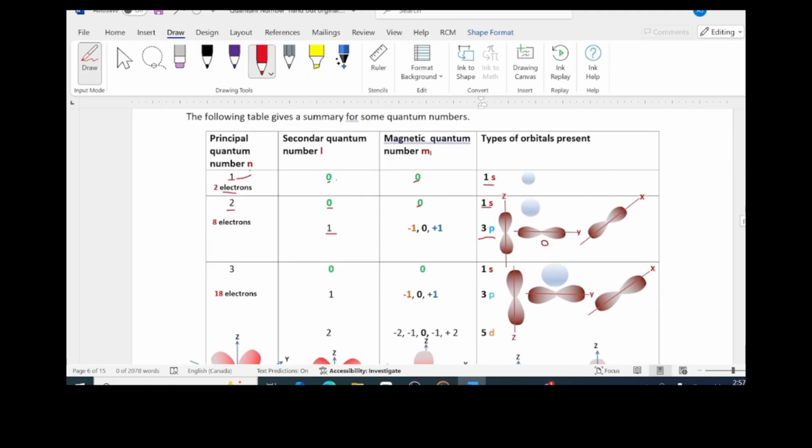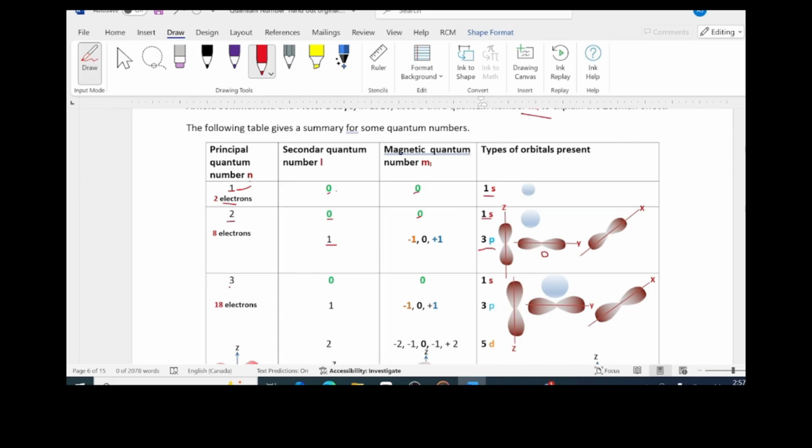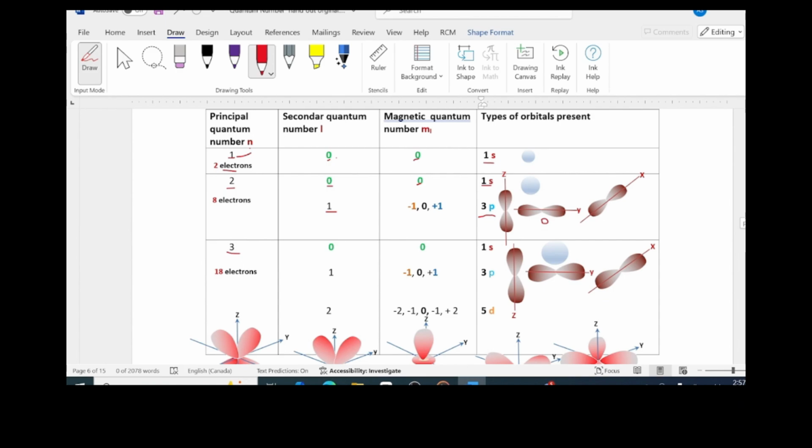Now, for the third shell, you have a principal quantum number n equals 3, and of course you have 18 electrons in this shell, and you're having 3 different subshells. You're having an s subshell that will have 2 electrons, and of course we said that s subshells will have secondary quantum number of 0, magnetic quantum number of 0. So you have 2 electrons in these, and in these 3 p orbitals here you're going to have 2, 4, 6 electrons.